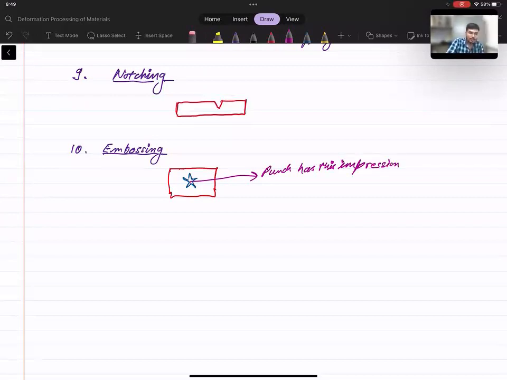For example, if we emboss the symbol or emblem of any organization onto any component, say signboards or nameplates, etc. Metallic nameplates, etc. So, for example, embossing the logo of an organization.